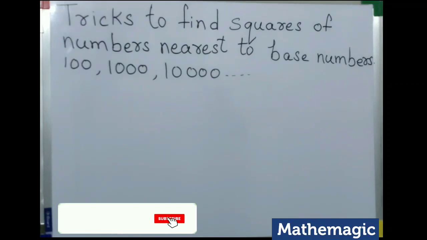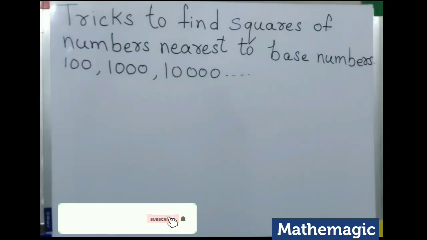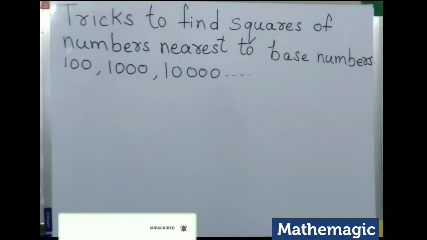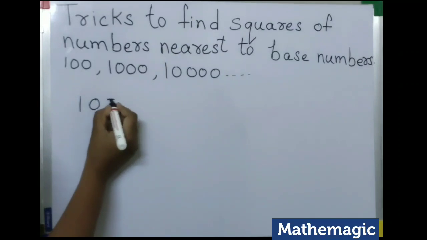So today we are going to see tricks to find squares of numbers nearest to base numbers, and the base numbers are 100, 1000, 10,000 and so on. Just make a note that in the numbers 100, 1000 and 10,000s we have to take the count of number of zeros. So let's just start with the first example.